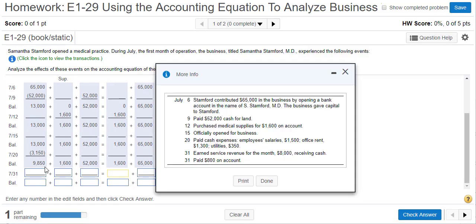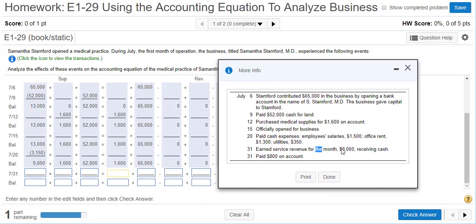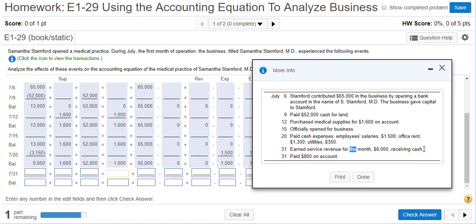So now we are on July 31st. We earned service revenue for the month, $8,000 receiving cash. So we sold some service, and since it's a medical doctor, she must have seen some patients. So she sold $8,000 of services, and they were paid in cash.